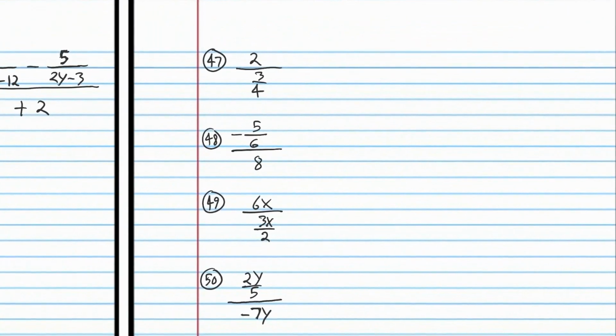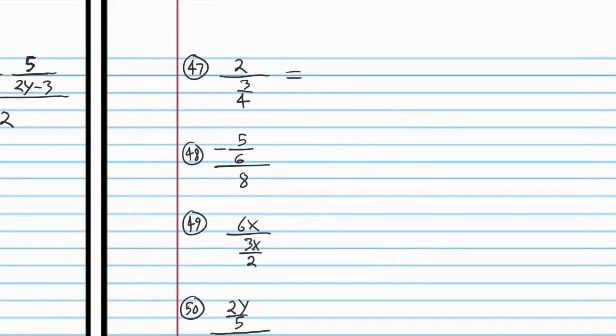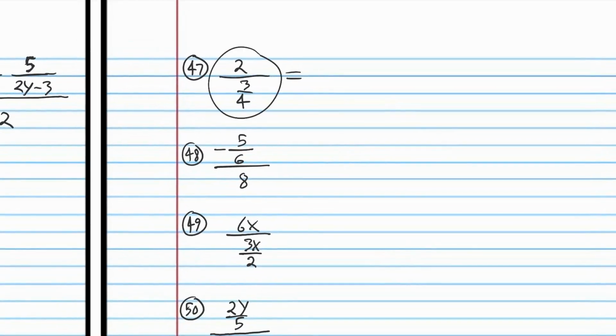Just in case I don't get to these last problems, I'm going to try these last problems first. So the difference here is we have a whole number in the numerator. You don't have to have fractions in both the numerator and the denominator in order for it to be a complex fraction. You just have to have one fraction within a fraction. So here we have a whole number in the numerator and a fraction in the denominator. So I just want to show you how to do that problem.